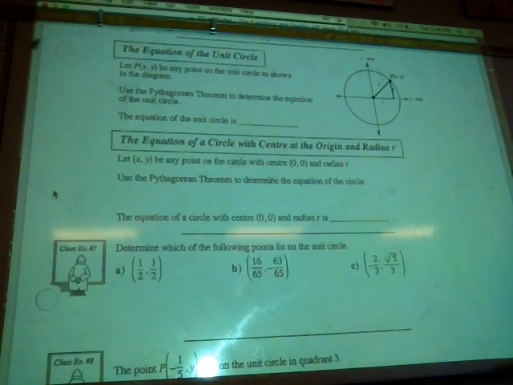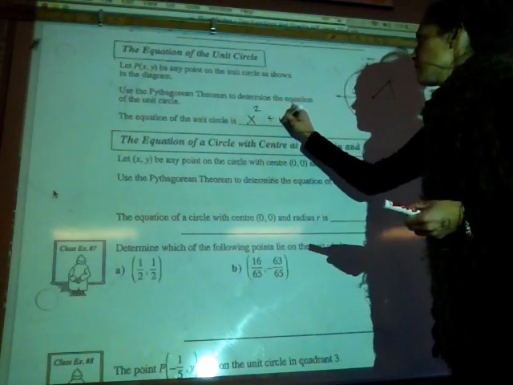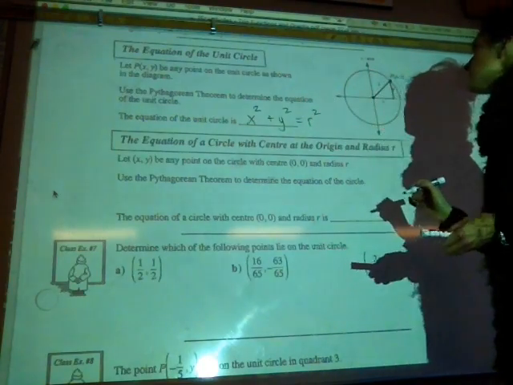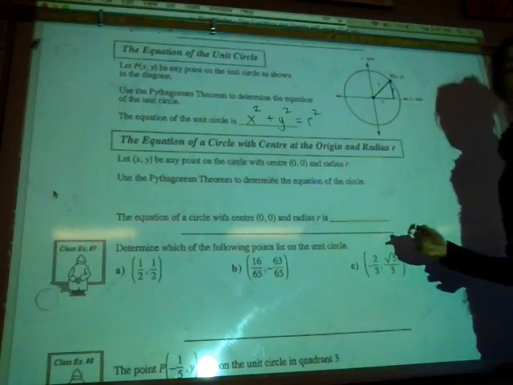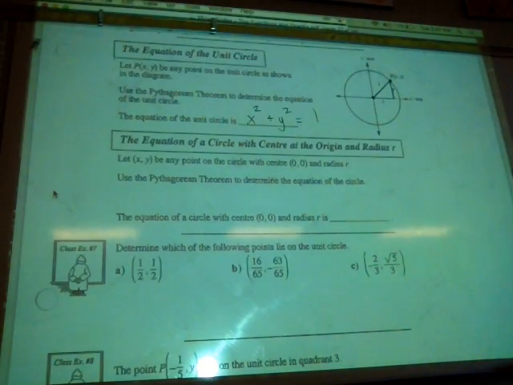The equation of this unit circle will be x squared plus y squared equals r squared. But what was r? 1. And what's 1 squared? 1. Okay, so the unit circle equation is x squared plus y squared equals 1.